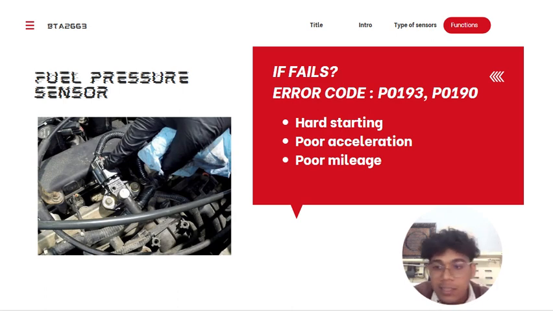Usually, the first symptom of this sensor failing is difficulty starting the engine, especially on a cool engine. Other symptoms include poor acceleration and also poor mileage. This error code will appear with the numbers P0193 and also P0190.